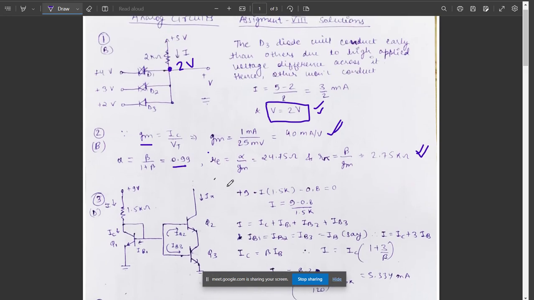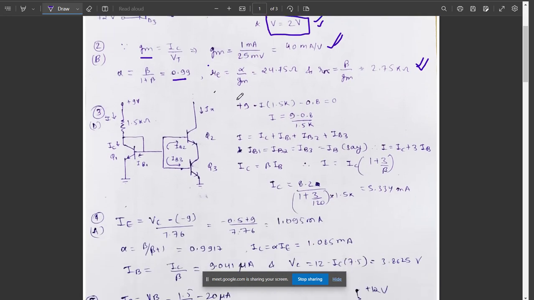So we'll solve this question now. First thing, we have to look into this circuit. From here to here: plus 9 minus I into 1.5 kilo ohms minus 0.8 volts, which is the drop here, equals 0. So from here we got the value of I.